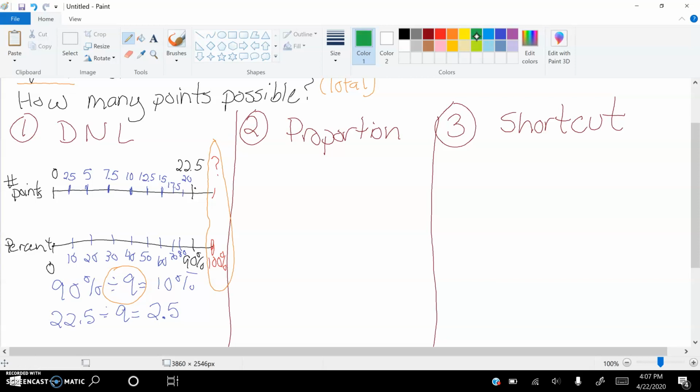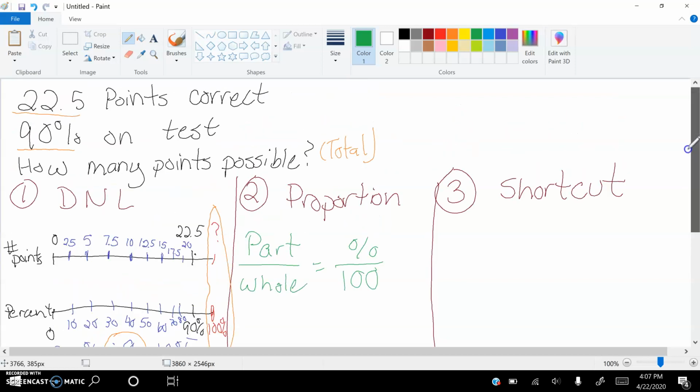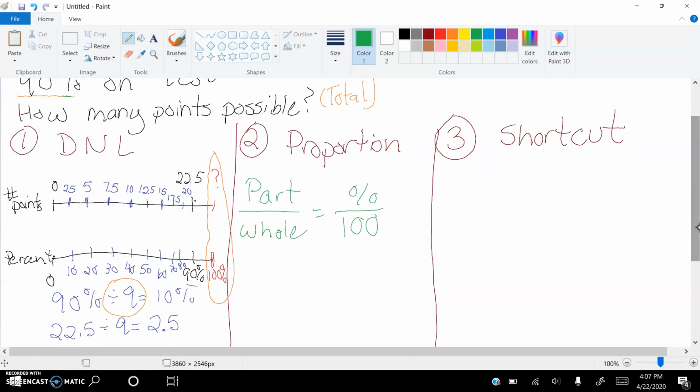Now let's look at if we used a proportion instead of a double number line. We've seen this before. We're going to do part divided by whole equals percent out of 100. And we are going to fill in the numbers that we know. I have 2 numbers. I have 22.5 and I have 90. Right away I see this percent sign on 90. That tells me that 90 is going to be the percent. So equals 90 out of 100.